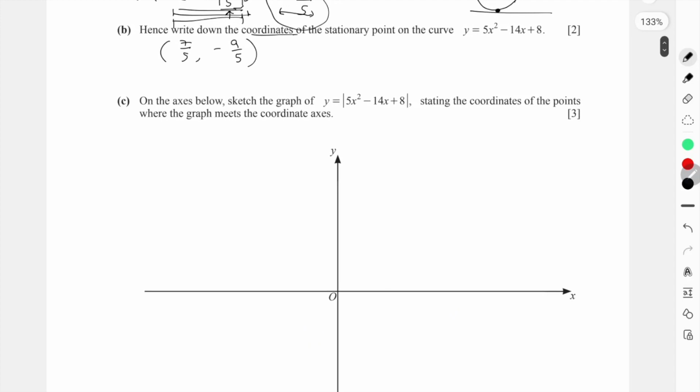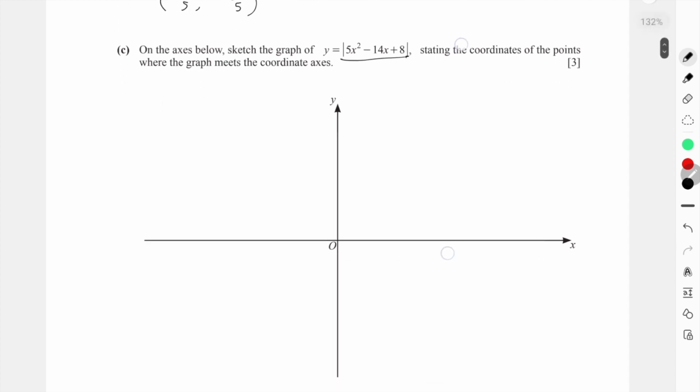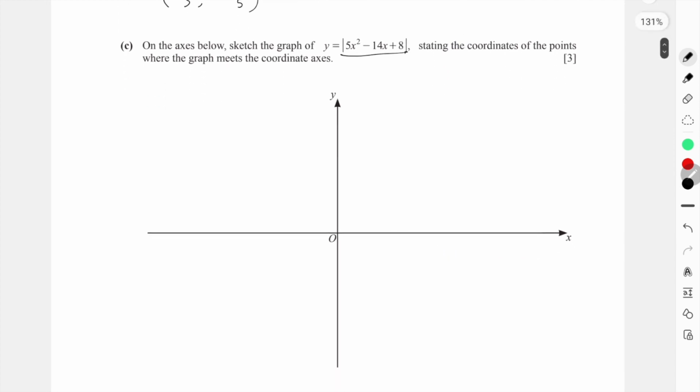Alright, so we have to sketch the graph of y equals the modulus of this. My advice for you guys is to first completely draw the graph, meaning without the modulus symbol, and then use your eraser to erase any of the lines that need flipping. Let's say the graph is this. Then use the eraser to just erase these parts and then draw over it like this. That's so much easier than doing it the other way around.